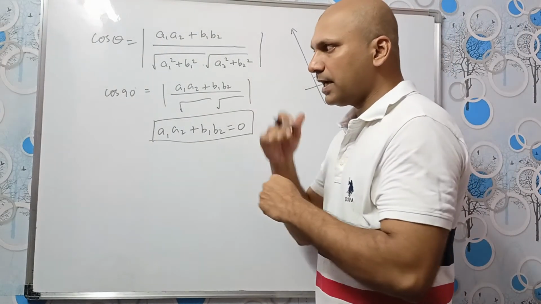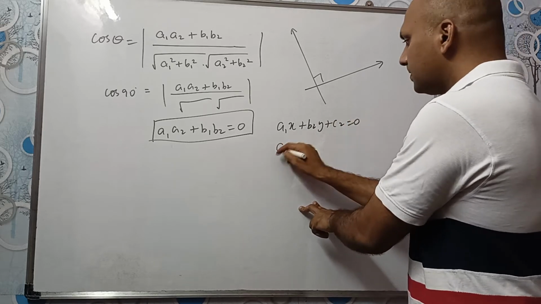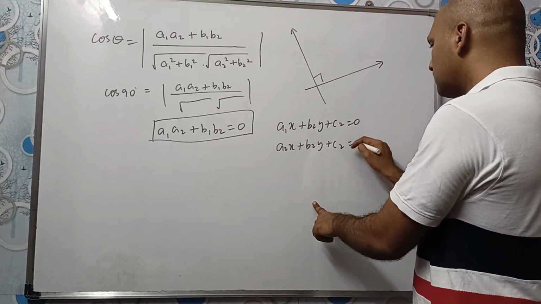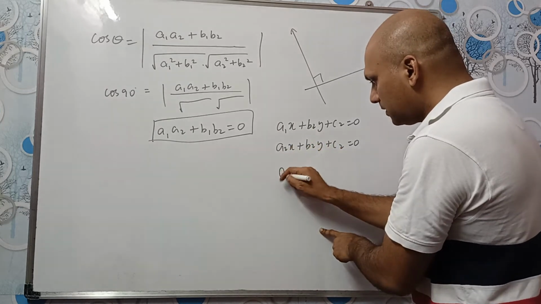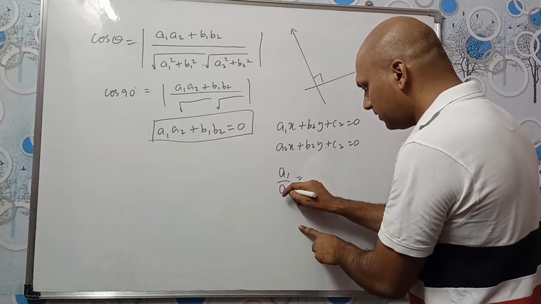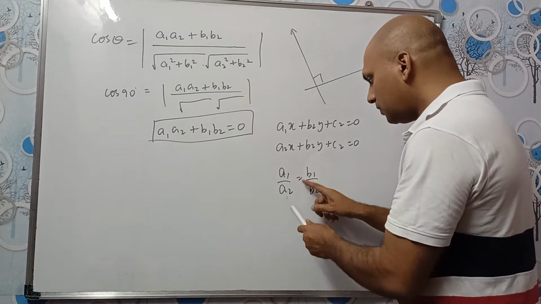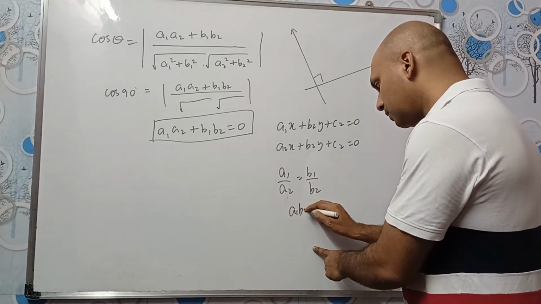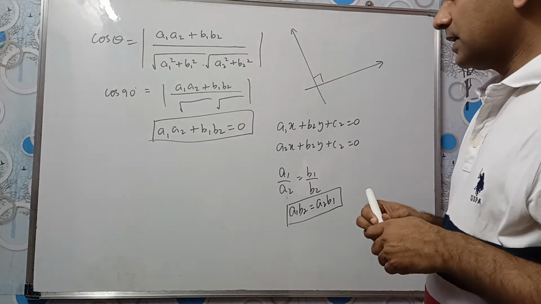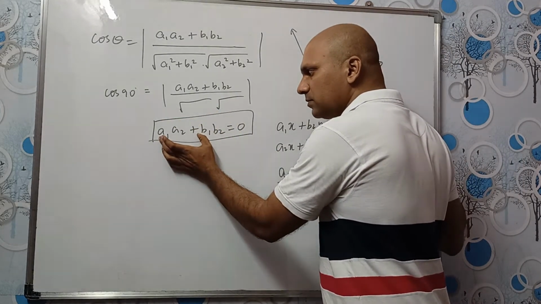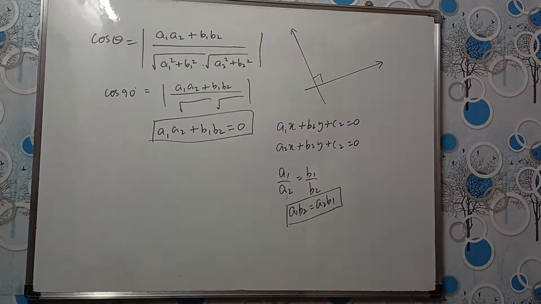And what if two lines are parallel to each other? See, if two lines are parallel, let us say these are the two lines, a1x plus b1y plus c1 is equal to 0 and a2x plus b2y plus c2 is equal to 0. The ratios should be same. Ratios of coefficients of x and coefficients of y should be same. So a1 divided by a2 will be equal to b1 divided by b2. So a1 b2 will be equal to a2 b1. This is the condition if the two lines are parallel to each other. Okay, I hope you understood this. If the lines are perpendicular, a1 a2 plus b1 b2 is 0. If the lines are parallel, the ratios of their coefficients will be equal. Okay, let us solve few problems now.